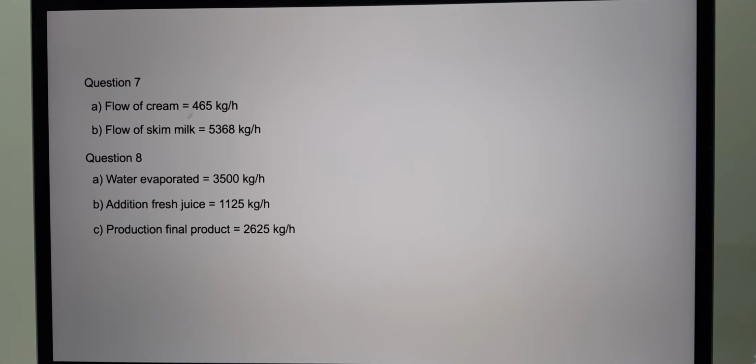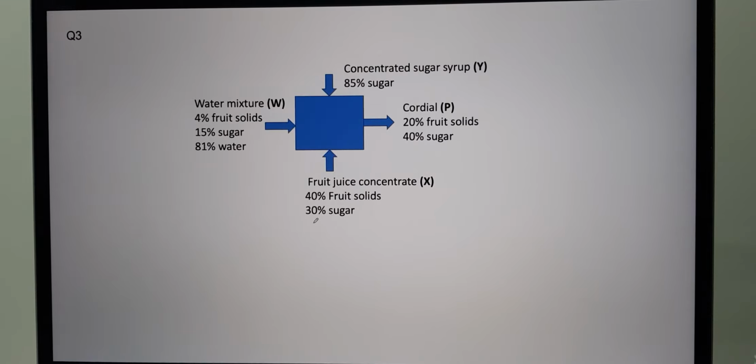Question 7, flow of cream is 465 kg per hour. Flow of skim milk is 5368 kg per hour. And then question number 8, water evaporated is 3500 kg per hour. Addition of fresh juice is 1125 kg per hour. Production of final product is 2625 kg per hour.